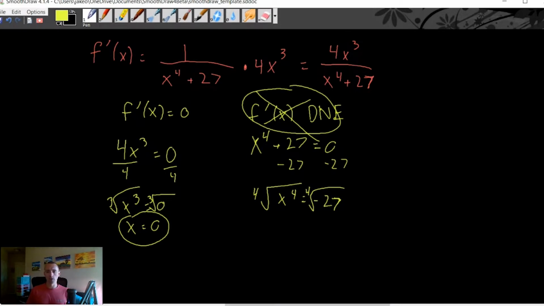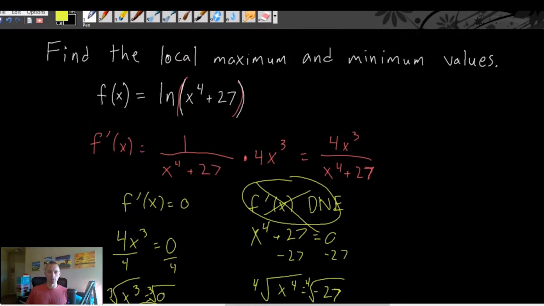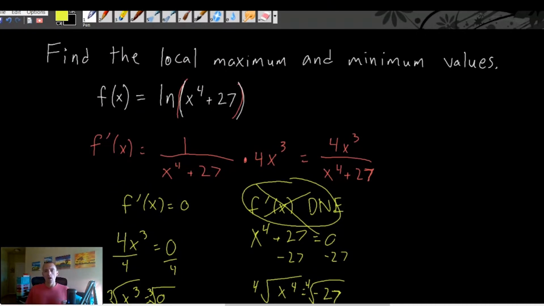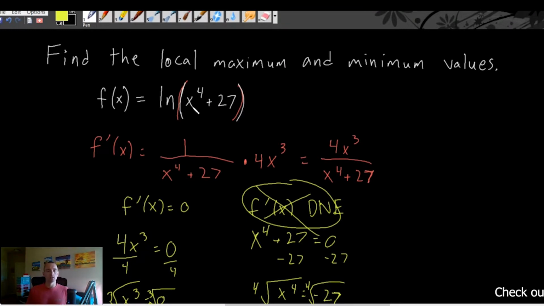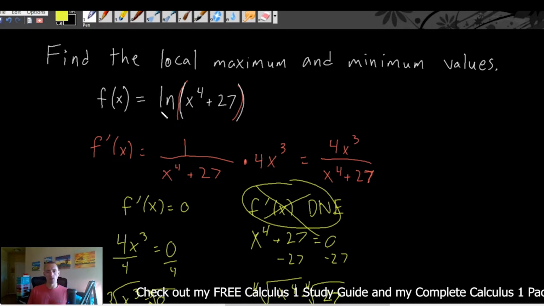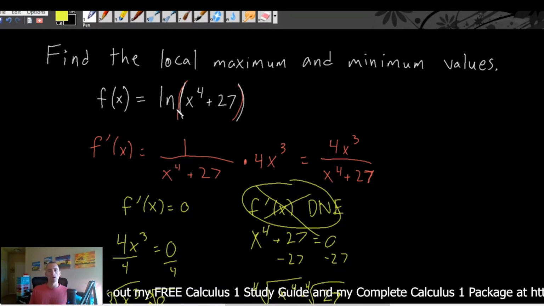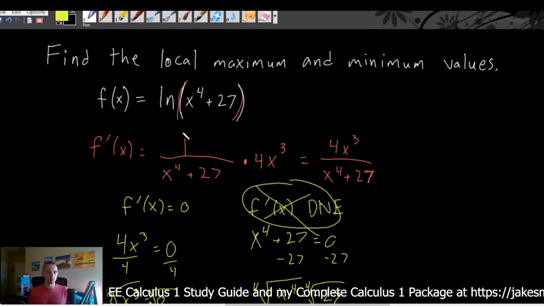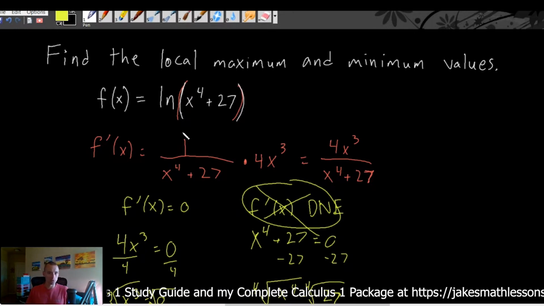So x equals 0 is going to be our only critical number of this function. Okay. The other thing that we want to be careful about is, are there any places where f of x or f prime of x does not exist, or any restrictions on the domain? We already figured out there's no places where f prime of x does not exist, but are there any places where f of x does not exist? In this case, we don't have any fractions or even roots, but we do have a log. We have a natural log.